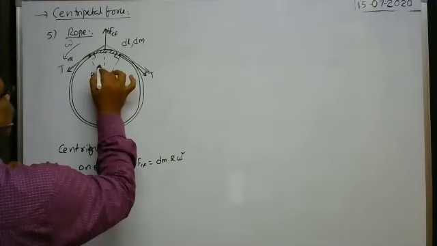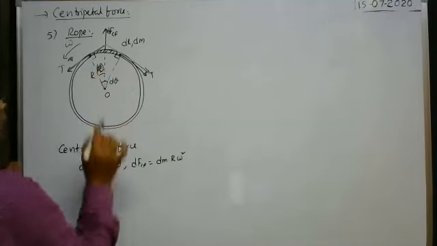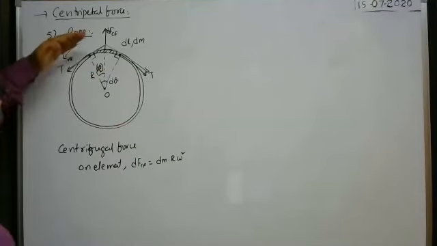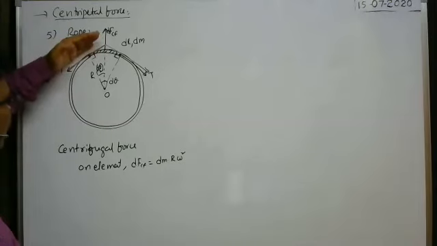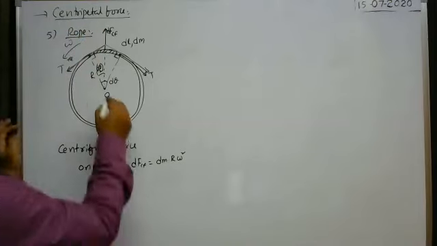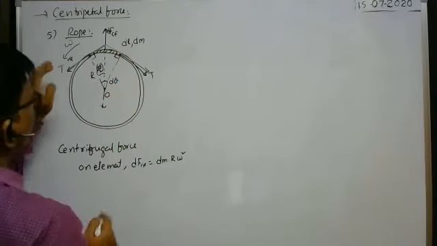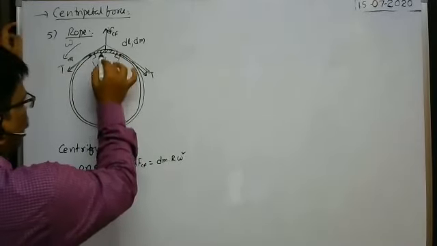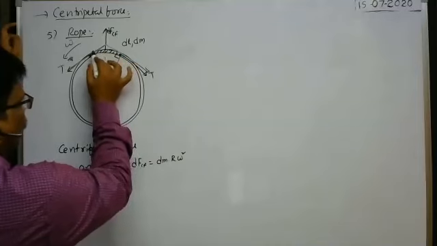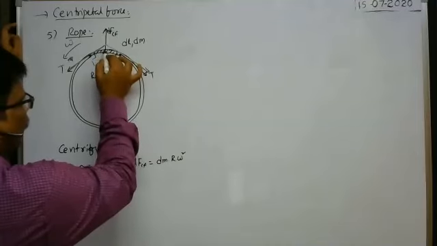D theta by 2, no? D theta by 2. Okay, now if the tension in this direction is T, then what is the component of tension in this direction? If it is d theta by 2, this is 90 minus d theta by 2 because it is 90 degrees.